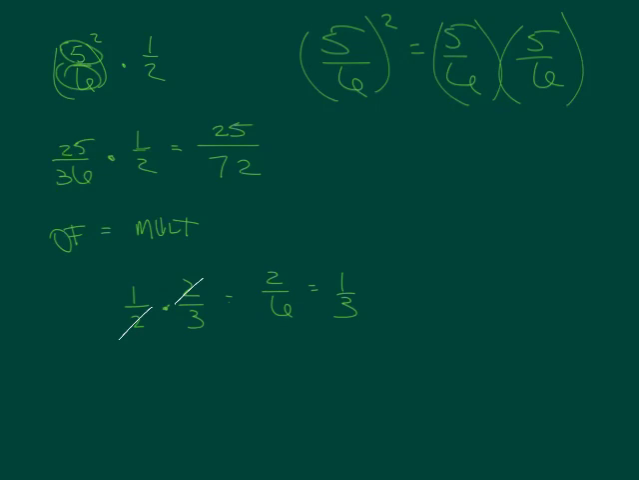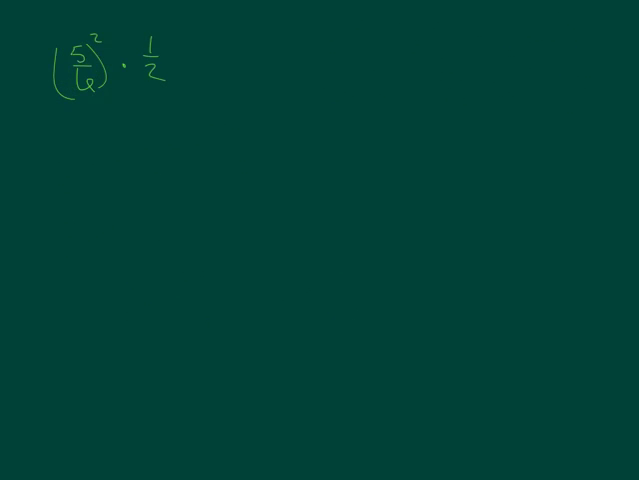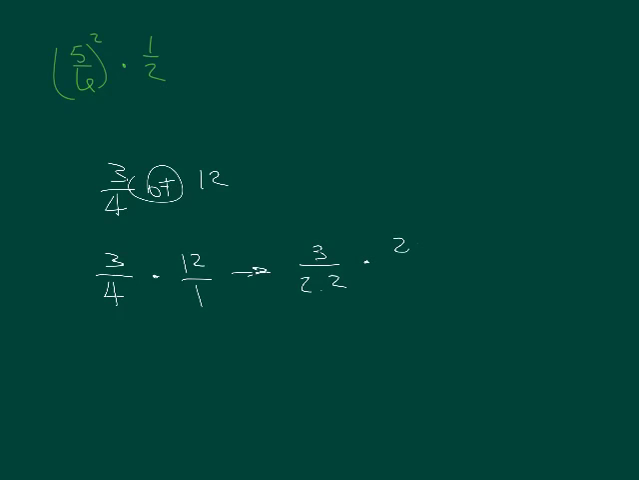So if you look at example 11, it says, what is 3/4 of 12? And again, the word of is multiply, so I'm just going to replace the word of with a multiplication sign. Make the 12 a 12 over 1. And I'm going to go ahead and write this as a product of primes. 3 over 2 times 2 times 2 times 2 times 3 over 1.